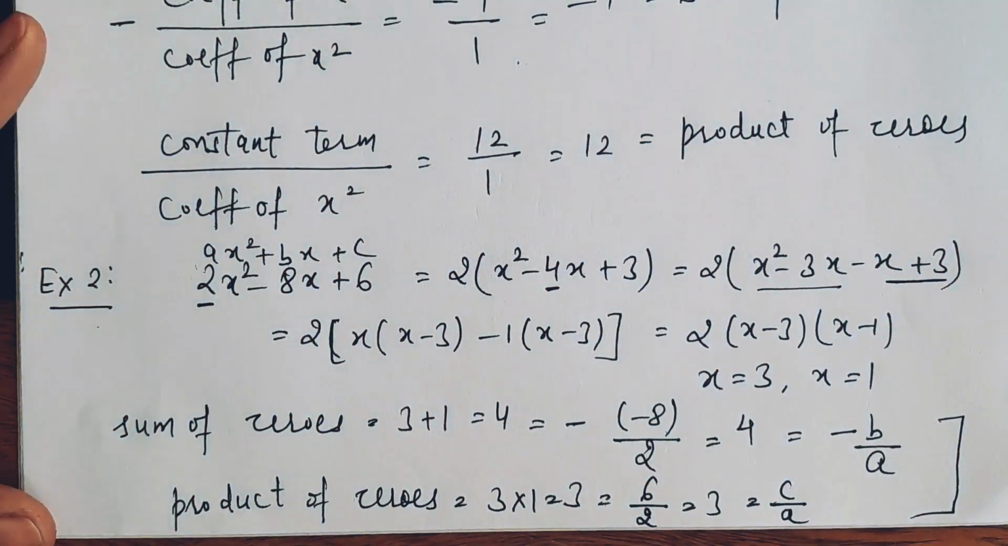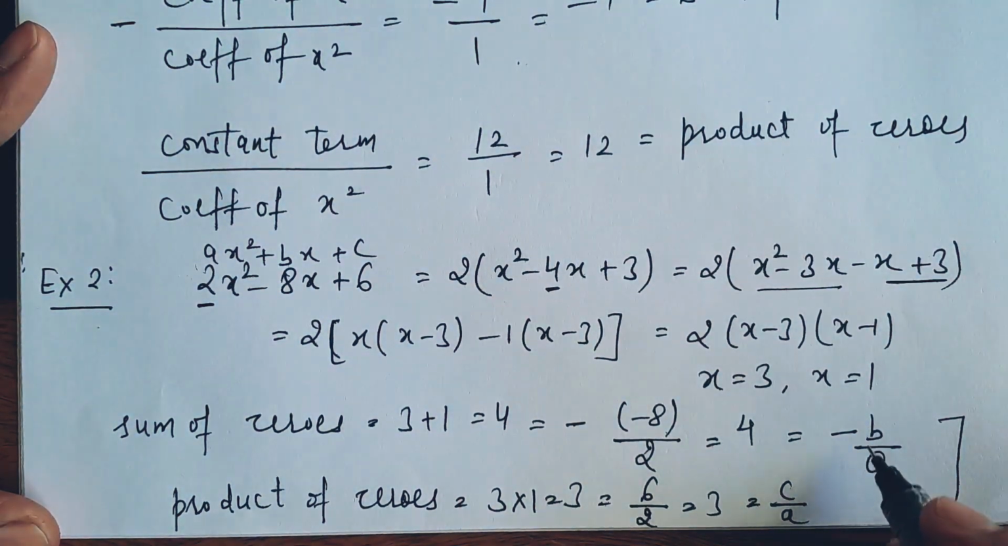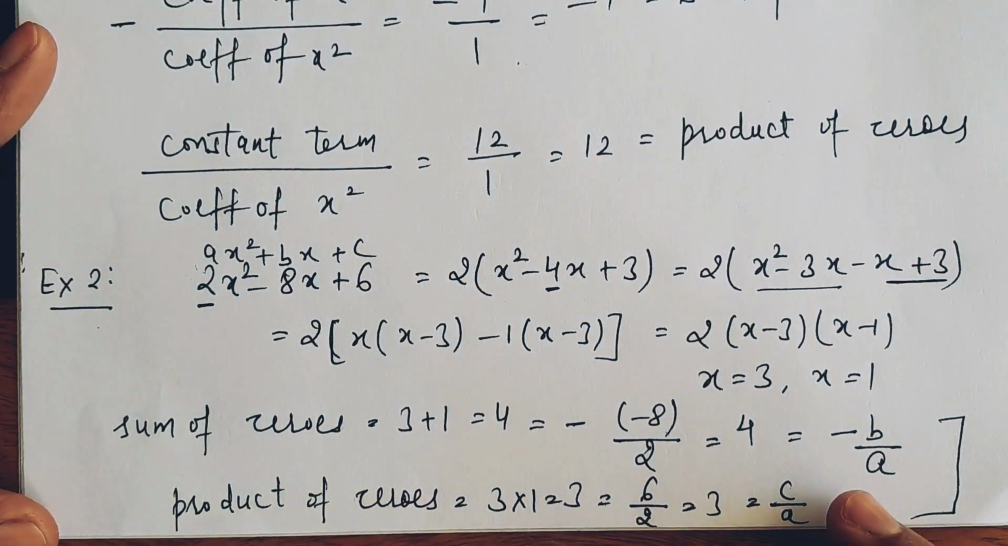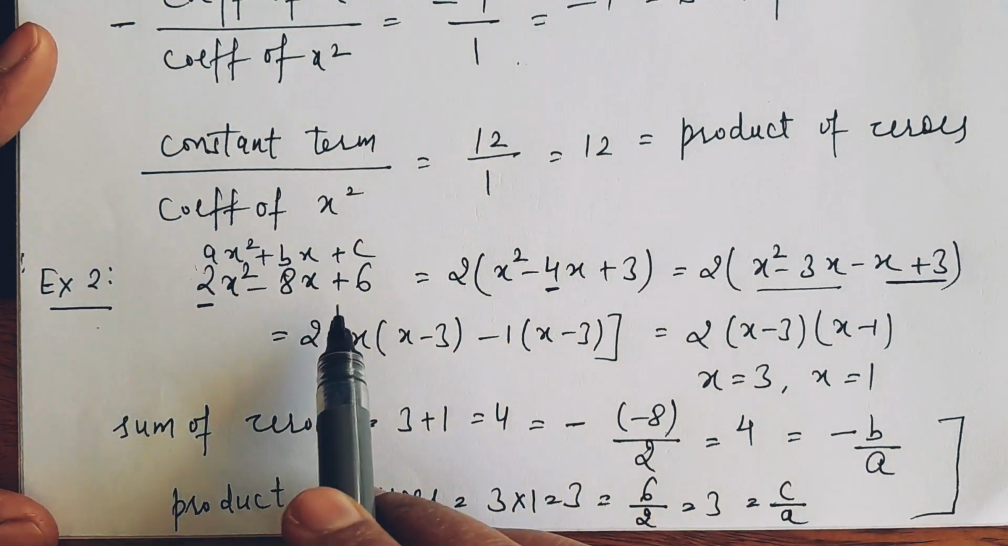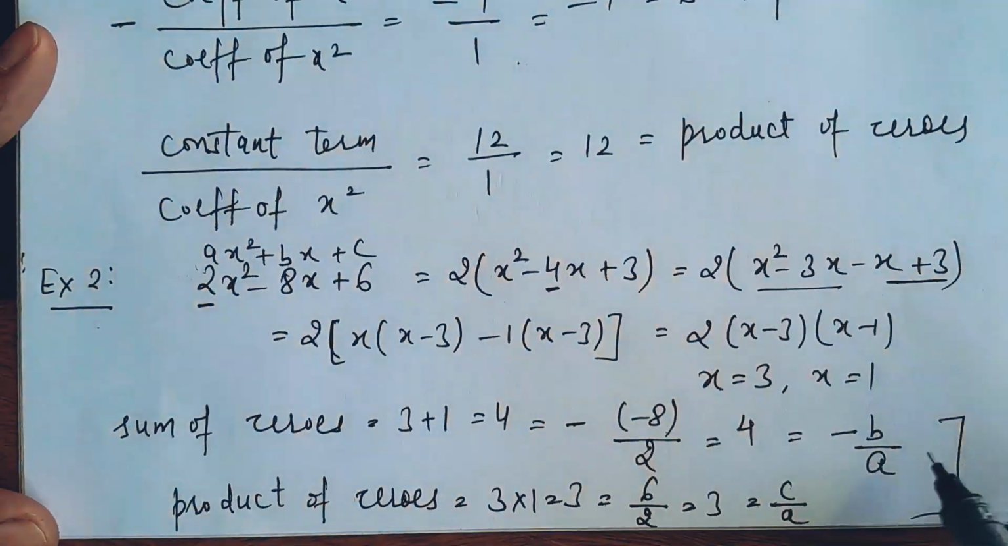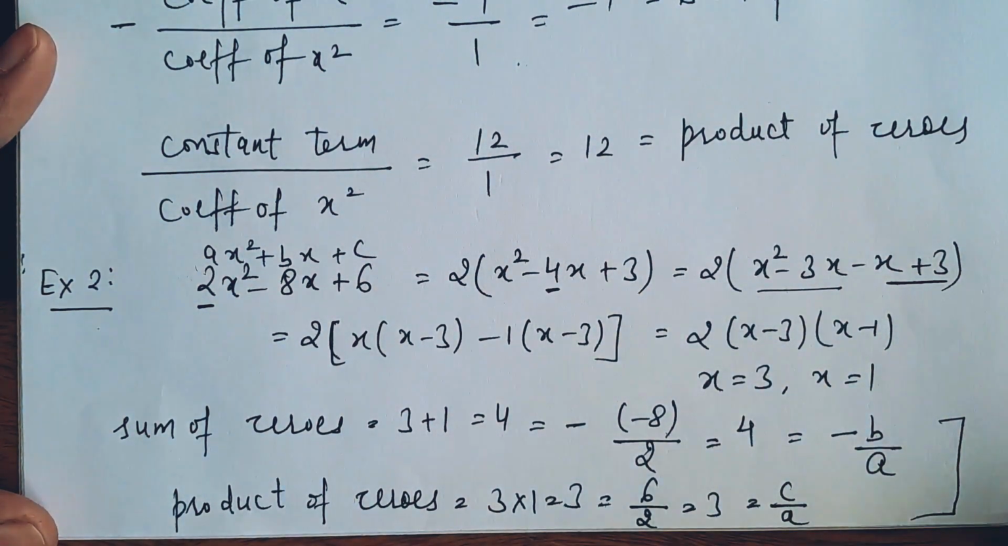To solve the MCQ, we can use this directly. If we have to find the sum of the zeros, we can use minus b by a. If we have to find the product of zeros, we can directly write c by a, the coefficient of the constant term divided by the coefficient of x square. So you have to learn this as a rule as well.